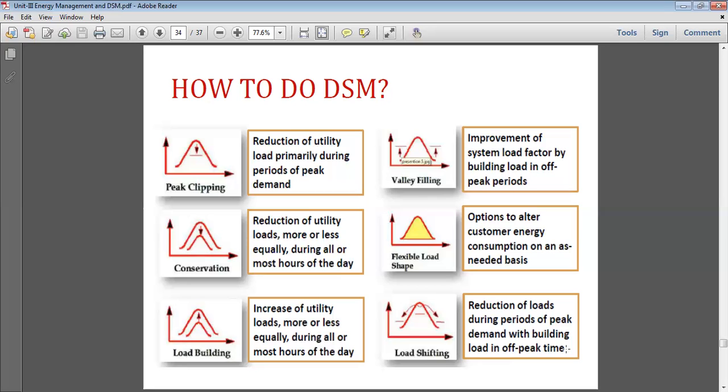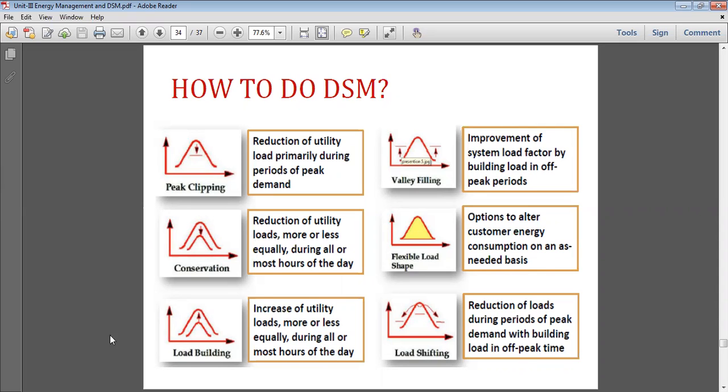Now, when everything is good and we have ample energy from the utility side, then we can do load building. It means we can increase our demand and the use of electrical energy without any loss. Therefore, it is called load building: increase of utility load more or less equally during all or most of the hours of a day. When we are going to increase the load, we should take care that the load increases across 24 hours in a day. It should not occur only in the peak hours.